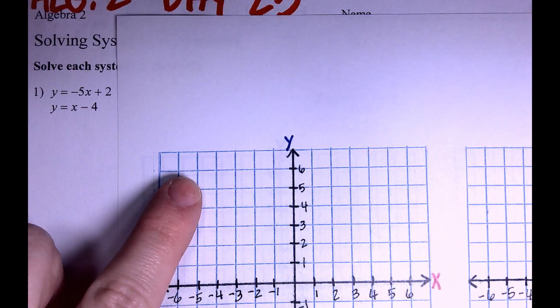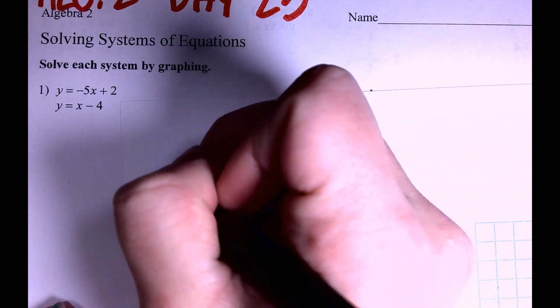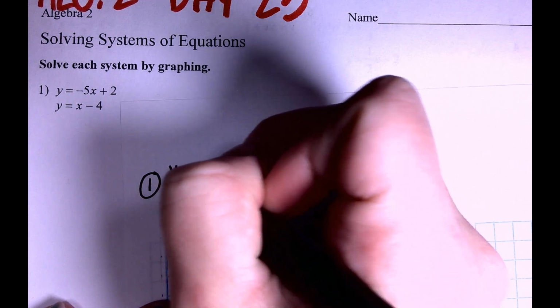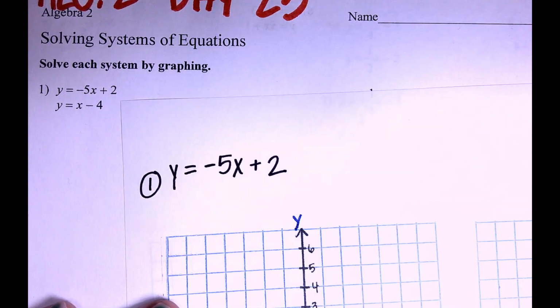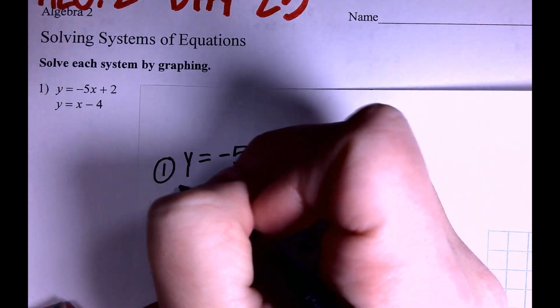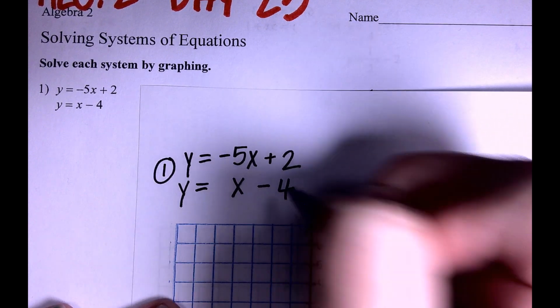I'm going to pull up my piece of graph paper here, and I'm going to copy this problem down. So for number 1, the system is y equals negative 5x plus 2 and y equals x minus 4. So let's start here.